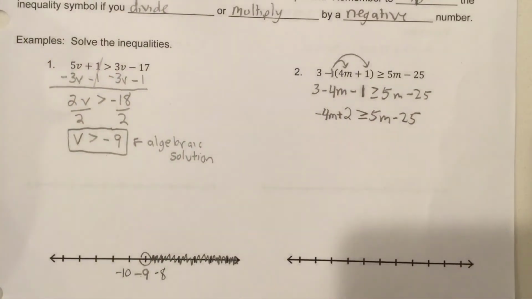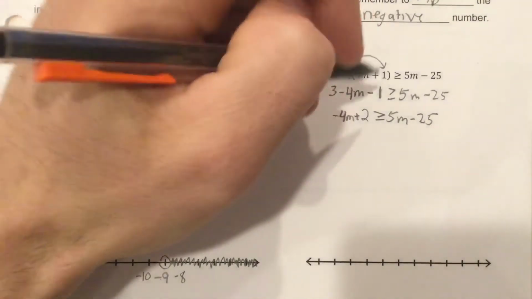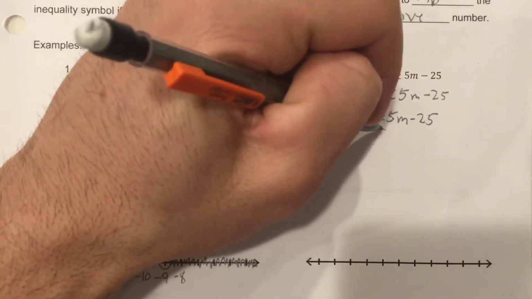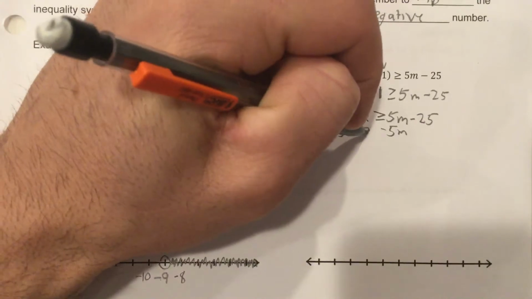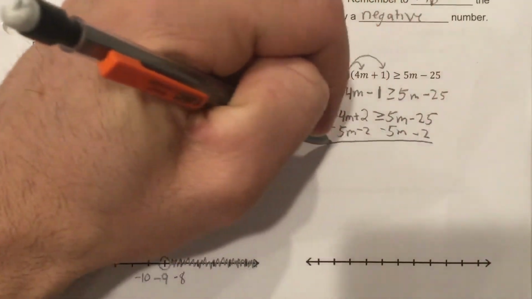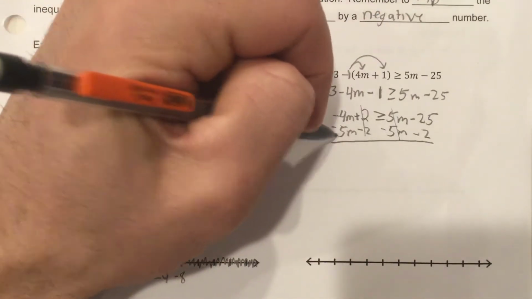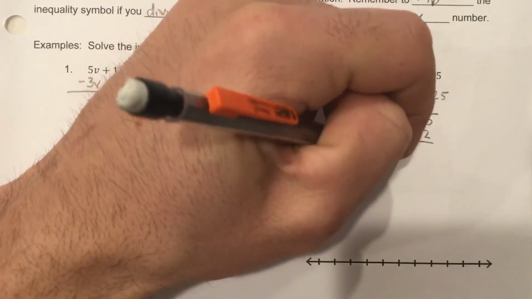Now this is where we want to get all the variables on the left. And I do prefer to get the variables on the left because then our little trick of the arrow pointing which way will work. So I'm going to subtract 5m and then subtract 2. So the 2's cancel and the 5m's cancel, which is good. So I have -4m minus 5m is -9m, greater than or equal to -27.